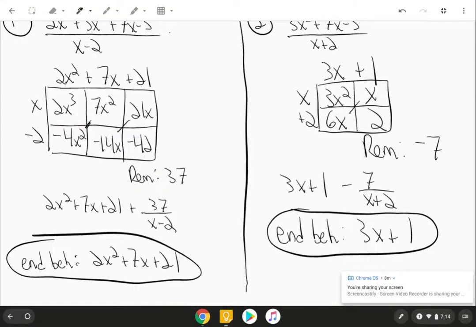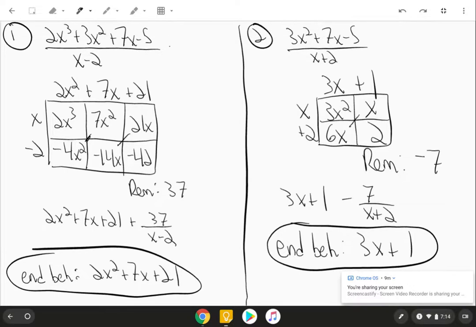Your cool down today will be one more example just like the two that we've done, just a different rational function. So make sure you've written these examples down, you've written the notes down, and that you ask me questions if you have any.